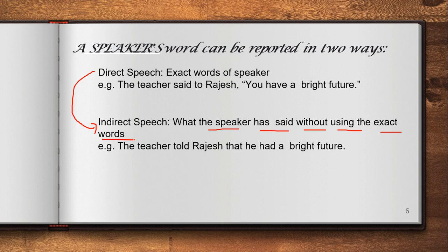Do you know what exact is, guys? Exact, yes, exactly like that. Example: The teacher told Rajesh that he had a bright future. There is some changing in here, guys. Let's take a look. This one is changing, right? Remember, exact words for the direct speech, and without using the exact words for indirect speech. That's the definition of direct and indirect speech.